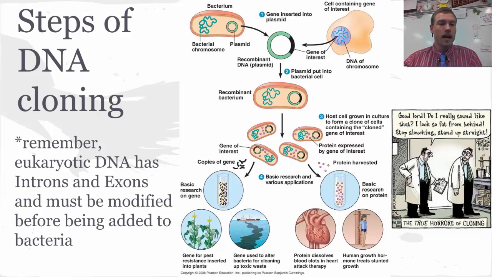All right, so here we go. We've got a picture showing us the steps of DNA cloning. Again, remember that eukaryotic DNA has introns and exons, so it's got to be modified before being added to the bacteria. So we've got our gene of interest inserted into a plasmid. The plasmid is put into a bacterial cell. The bacterial cell reproduces. We can then either take the copies of the gene and use that for different things, or we can harvest the proteins and use the proteins in different ways. So both the protein and the gene itself are useful in research.